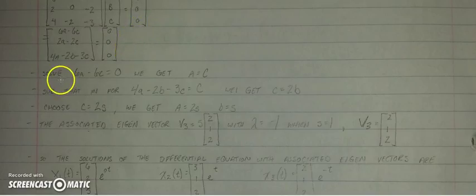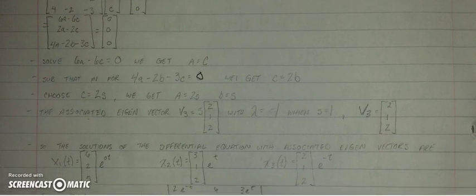So first I solved 6A minus 6C equals 0. I got A equals C. Sub that in for 4A minus 2B minus 4C. That should be a 0, sorry. And I got C equals 2B. Now I chose C equals 2S, and I got A equals 2S and B equals S.